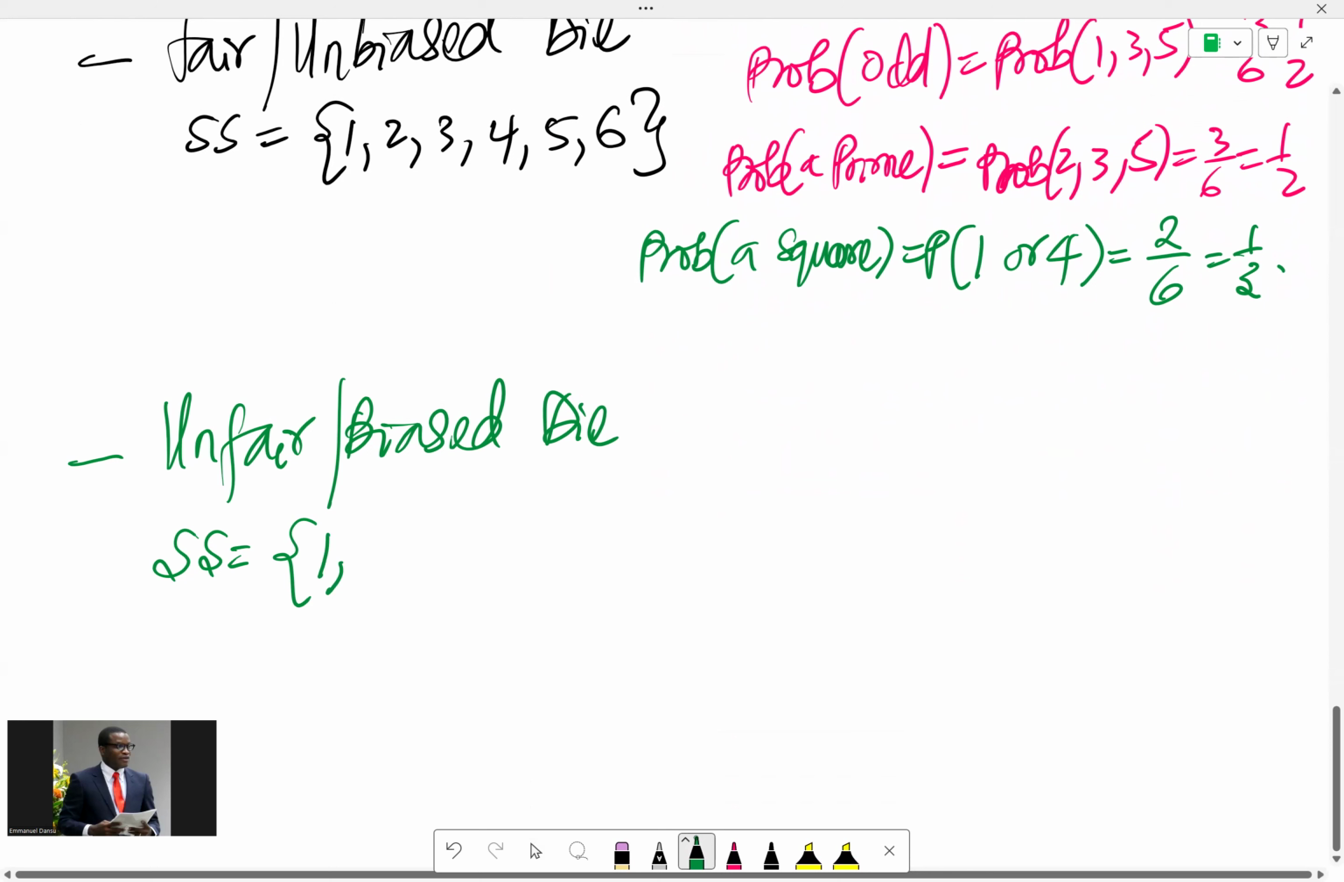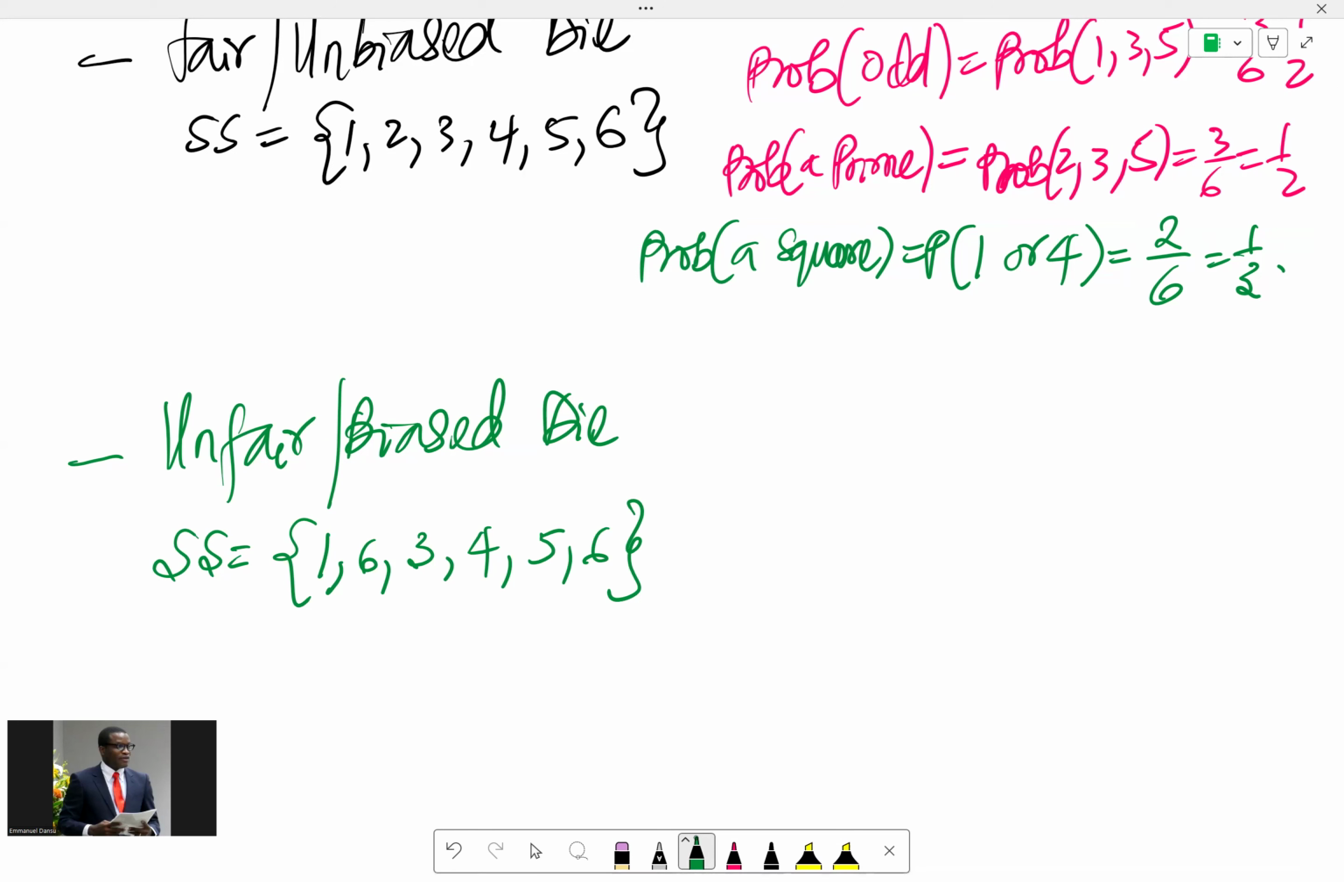you now have one, say 6. Instead of 2, you have 6. And then you have 3 so that people will not easily notice. Then you have your normal 4, and then you have 5, and then 6. So by changing 2 to 6, you have increased your chances of getting a 6, which is important for playing the game.